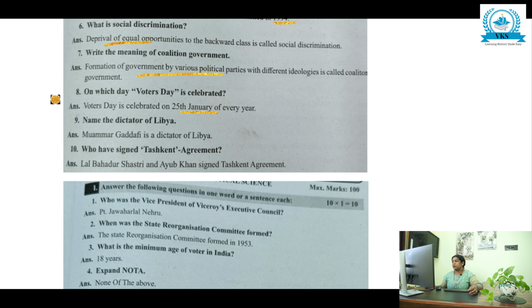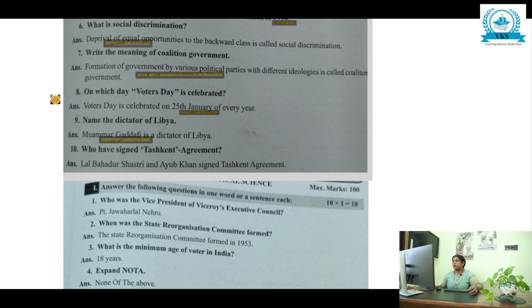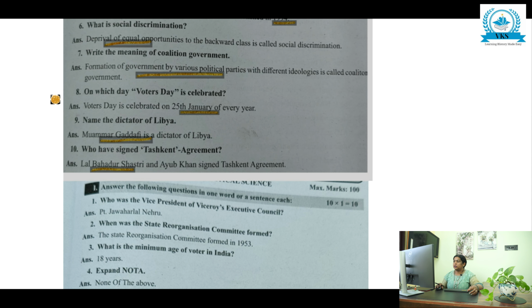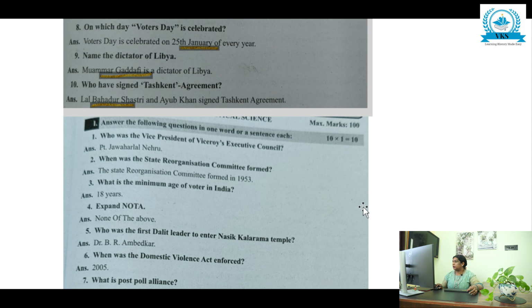Name the dictator of Libya. Muammar Gaddafi is the dictator of Libya. Who have signed Tashkent Agreement? Lal Bahadur Shastri have signed the Tashkent Agreement. Now going to the next set of important questions.